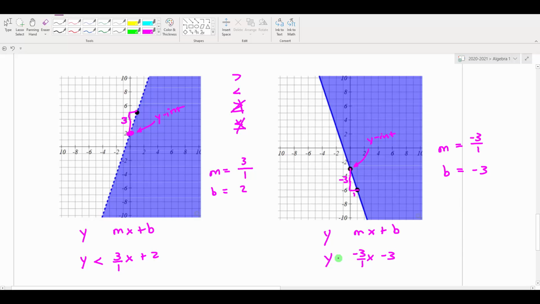Now I have to figure out which inequality symbol I'm going to use. Okay, so my line is solid, right? So I'm going to have an equal to bar, and they shaded above the line, right? So we need a greater than symbol, and since the line is solid, I'm going to put an equal to symbol underneath. Right, and that completes my inequality.